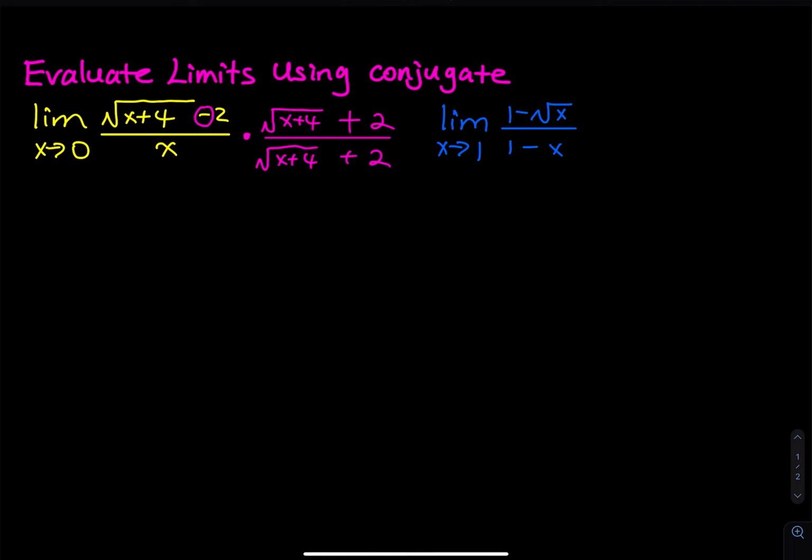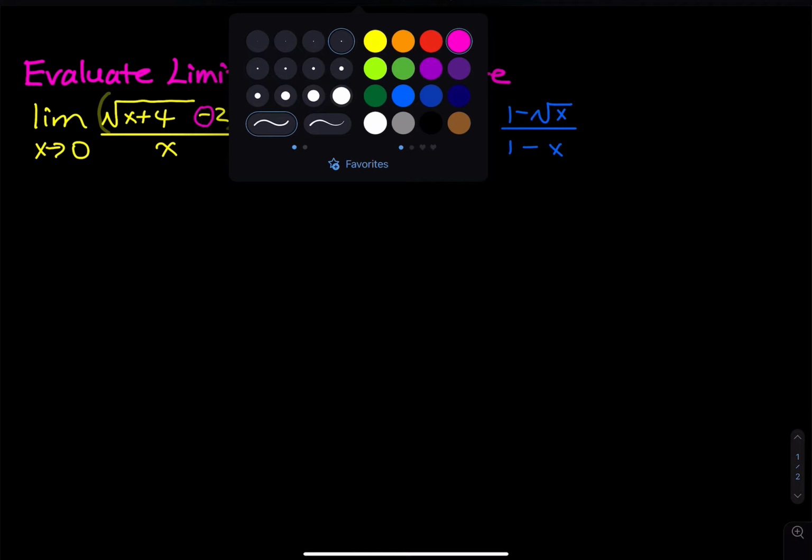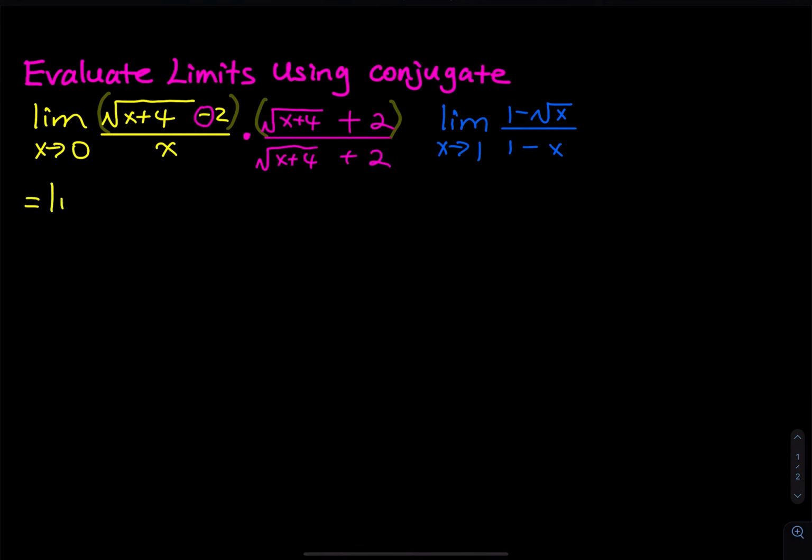So you have the function times a 1, so that doesn't change the function, right? And then the next step is you will have to multiply the top and bottom. So the top, that will be like this. So it's like a minus b times a plus b. It's like just expanding two factors. So let's write the limit. So you always write an equal and then the limit, and then x approaches 0.